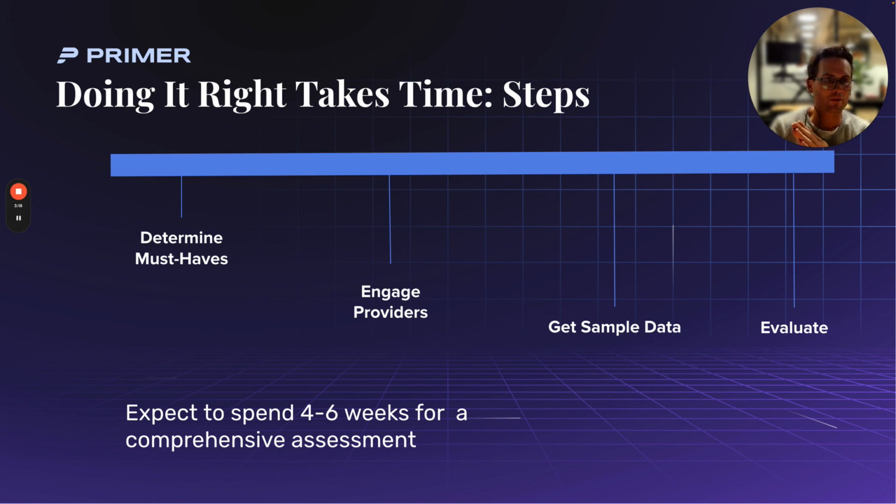So step 1 is laying out what are your must-have fields and the must-have things that this data provider must do, and understanding where each provider fits. Step 2, after that, is engaging providers, getting sample data, and evaluating that data. This is going to take anywhere from 4 to 6 weeks when done right.